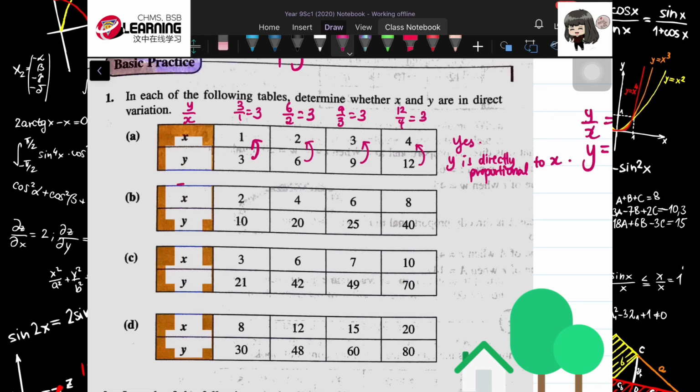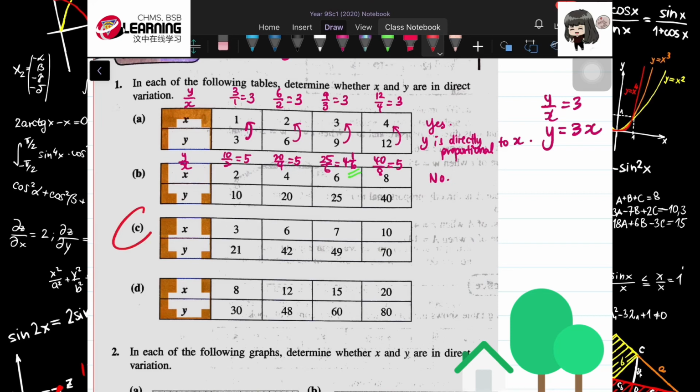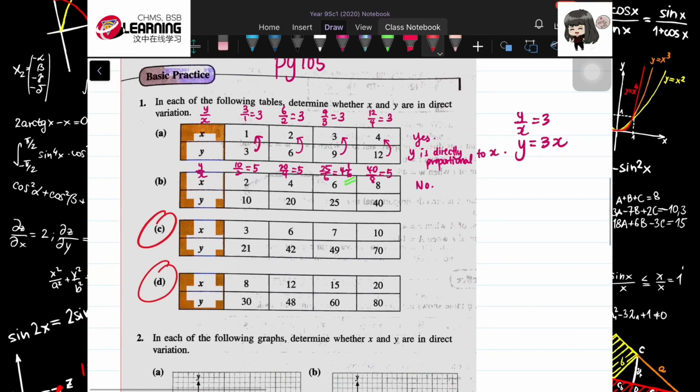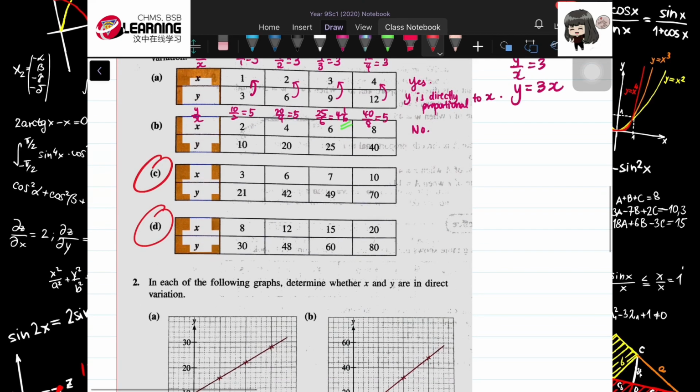Let's find out if Y over X is a constant. 10 divided by 2 is 5. And 20 divided by 4 is 5, yes, correct. But 25 divided by 6, what do we get? Is it a 5? It's not a 5, right? It's 4 and 1 over 6. So it's very obvious that this is not directly proportional because it's not all 5, even though the last one, 40 divided by 8, is 5. Since this is not 5, it's not a direct variation. Parts C and D, I will leave for you to do on your own. It's the same concept as A and B.